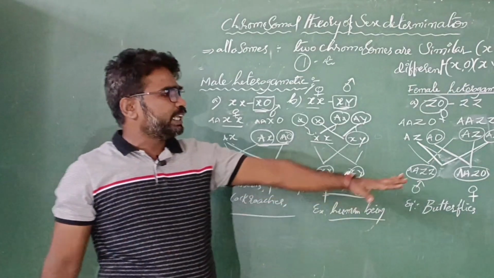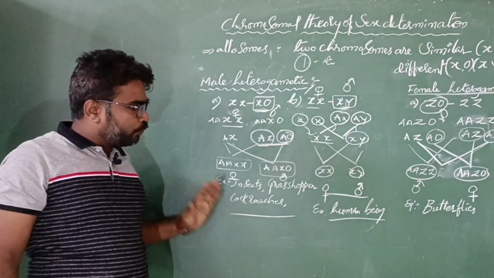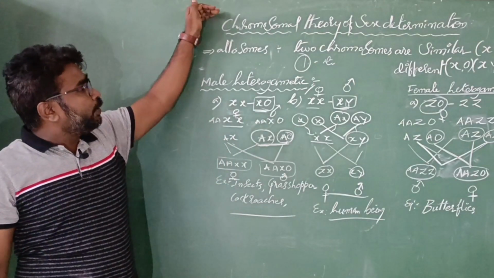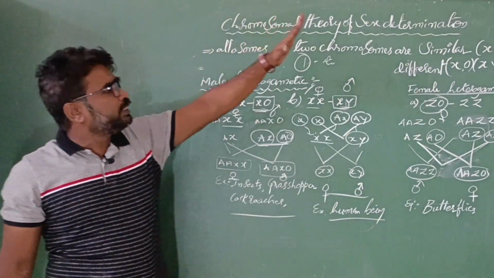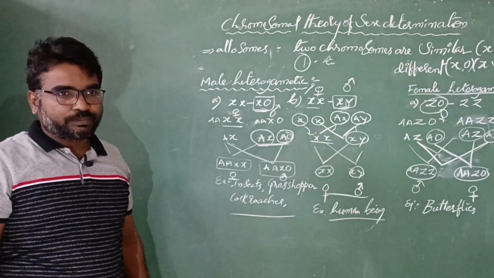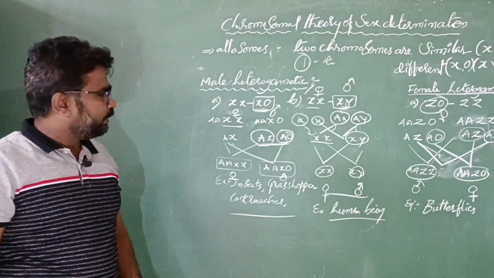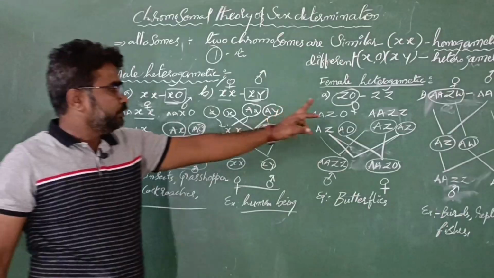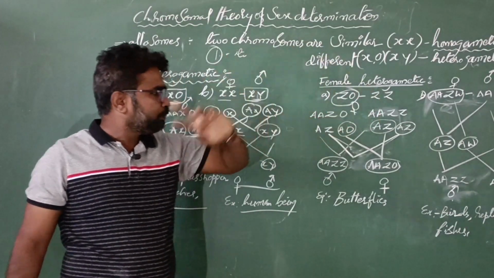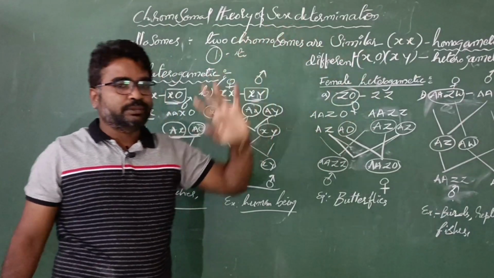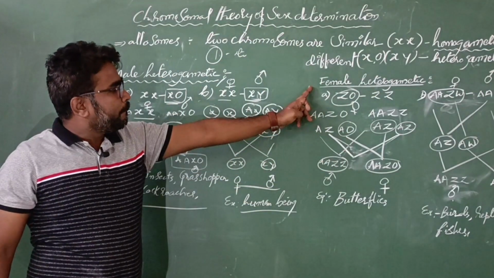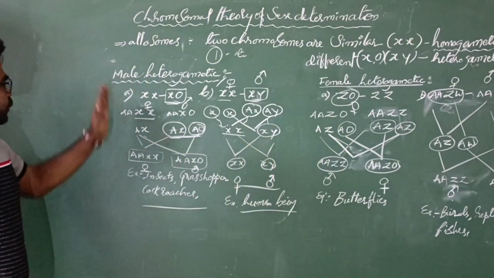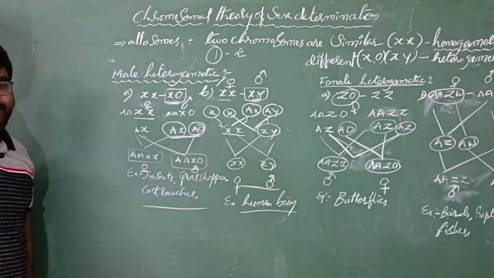These are the four types of the chromosomal theory of sex determination. Very simple. XX, XO, XX, XY. ZO, ZZ, ZW, ZZ. These two are female homogametic, these two are male homogametic.